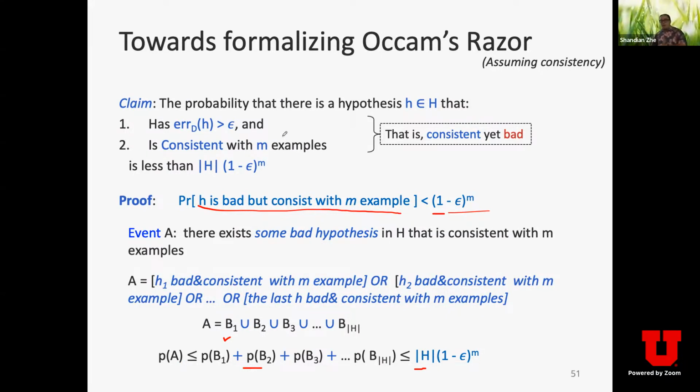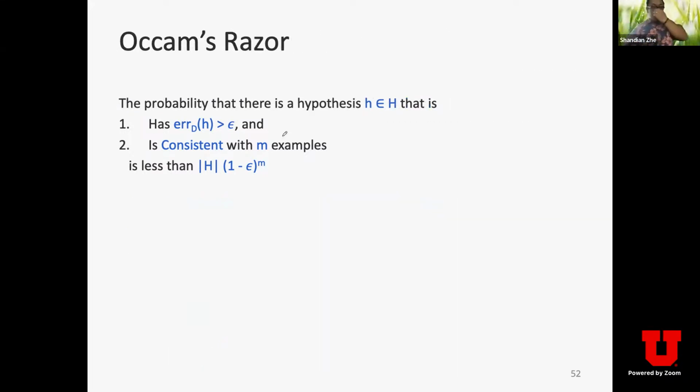Okay. Based on this statement, what can we conclude? What can we observe? So now we know that, even if you have a powerful learning algorithm like decision tree, and even if you can find a hypothesis that can correctly predict all your training examples, you still have a chance that your learned hypothesis performs badly in generalization. So the chance is upper bounded by size of H times (1 minus epsilon) to the M.